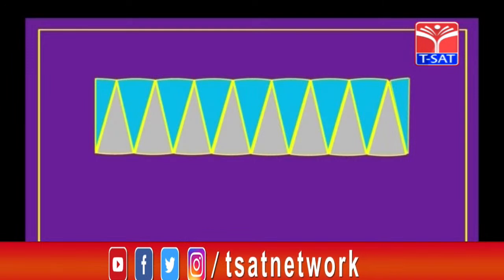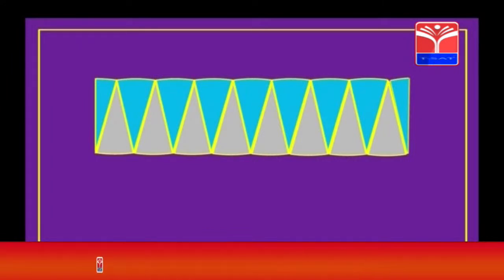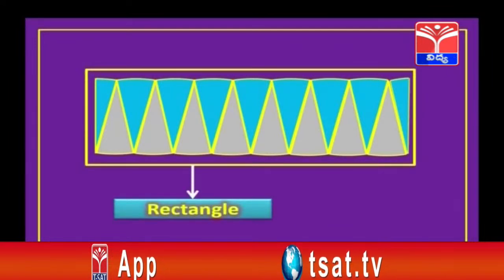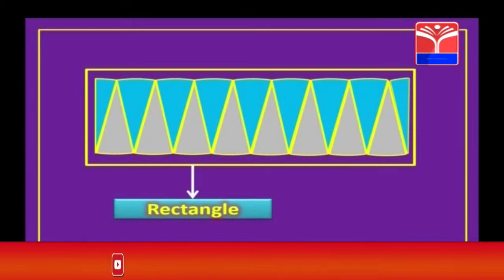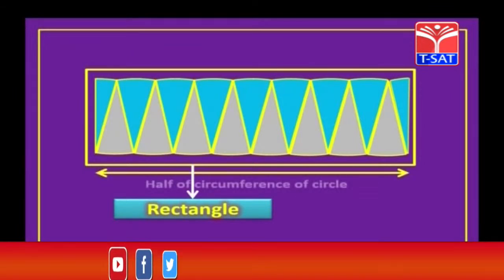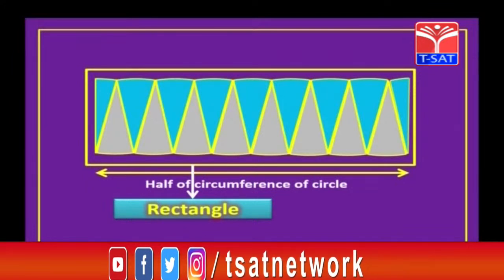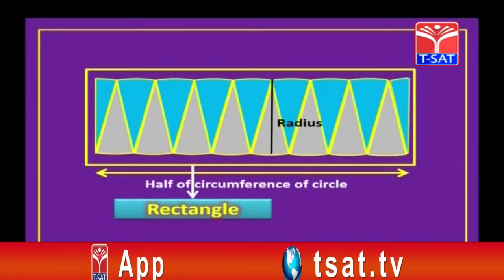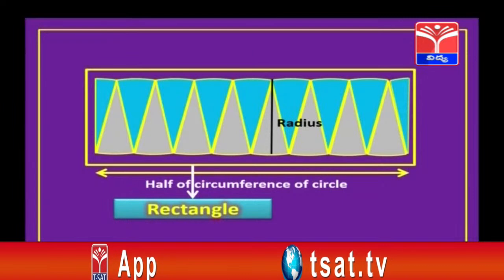Now children, can you just imagine what is the figure formed here, children? The outline figure? Yes, you are right. It is a rectangle. And this part is nothing but half of the circumference of the circle. Right, children? We have already seen. And this part, the shown part, you can see a line is drawn, right? A line segment. That is nothing but the radius of the circle.